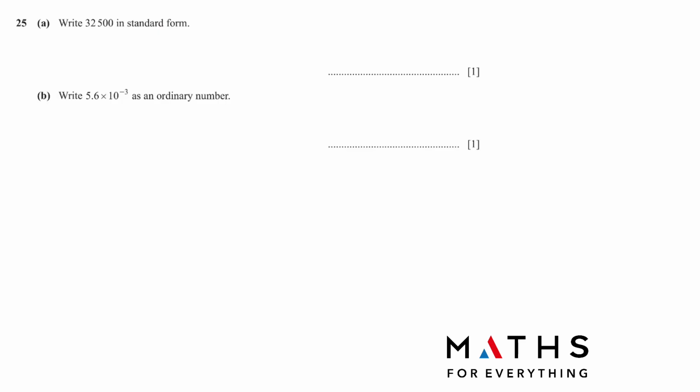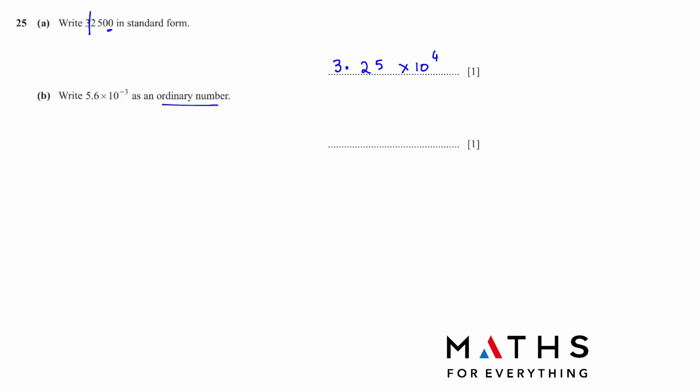25a. Write 32,500 in standard form. Standard form means after the first number, there's a decimal. The numbers, they don't change. We don't need to write the 00s. How many numbers are there after the first decimal? 4 numbers. So we will write 10 to the power of 4.